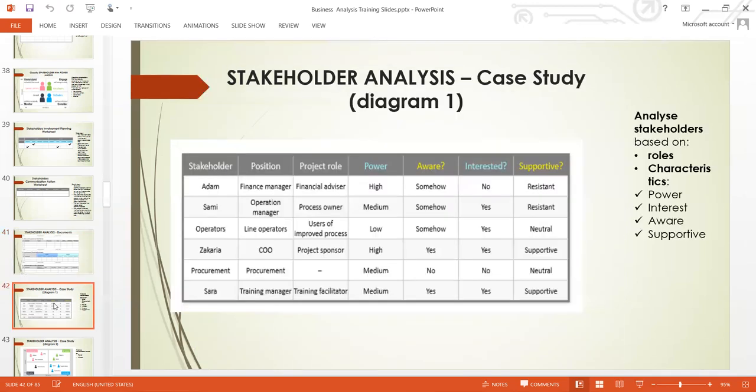So now, let's have a look at this case study. In this diagram, you can see here are the stakeholders. We've identified the stakeholders by their name, by their position, and by their role within the project. Here you can see Adam. His position in the organization is not actually his position within the project. So his position in the organization is finance manager, and his position within the project is finance advisor.